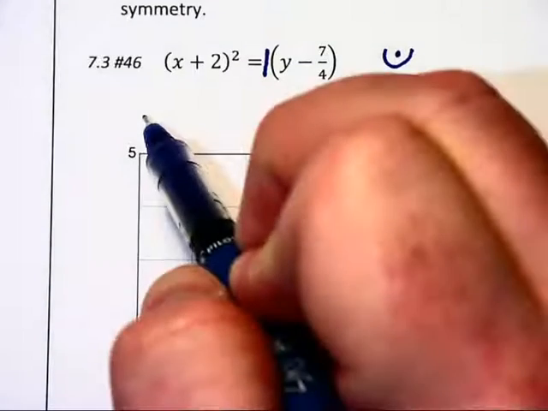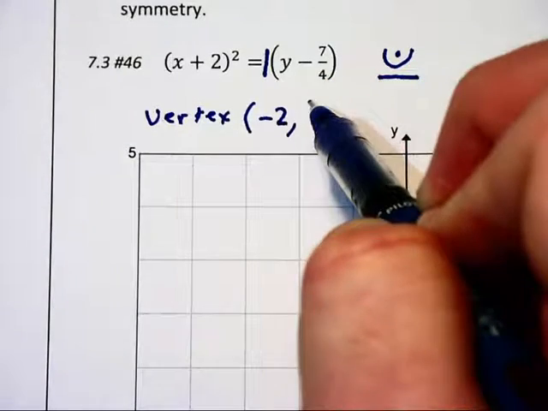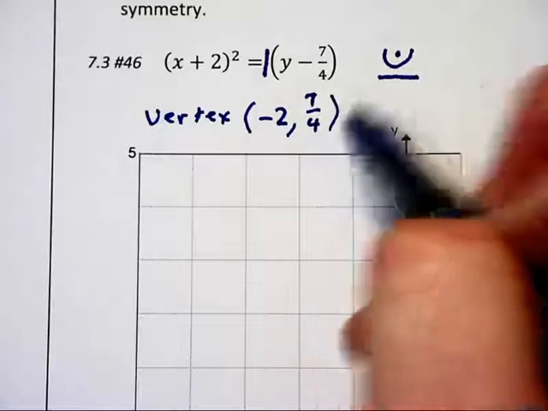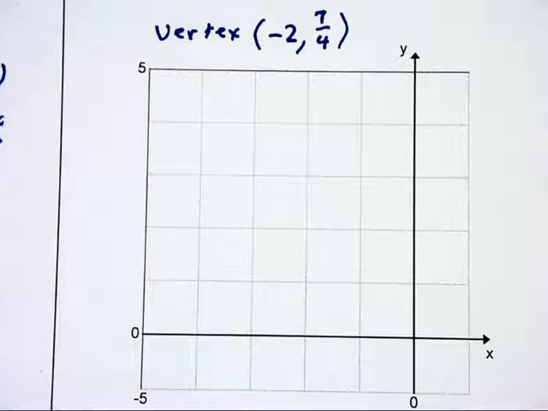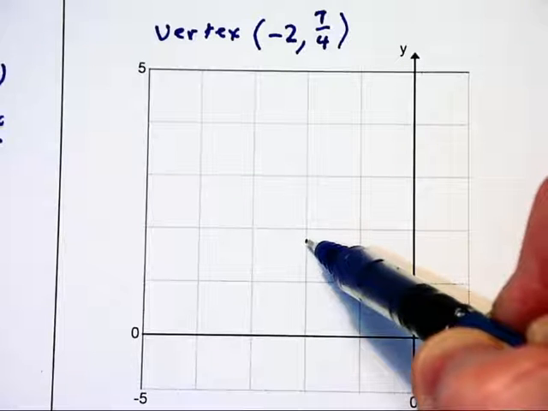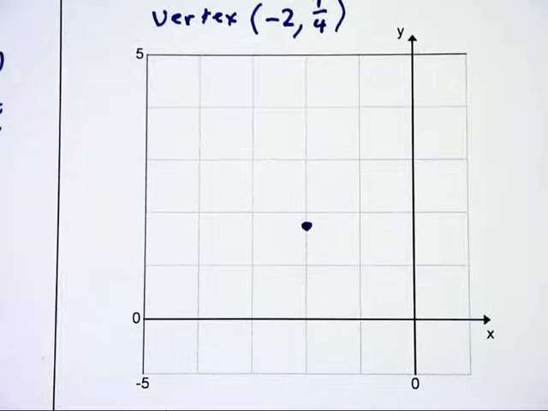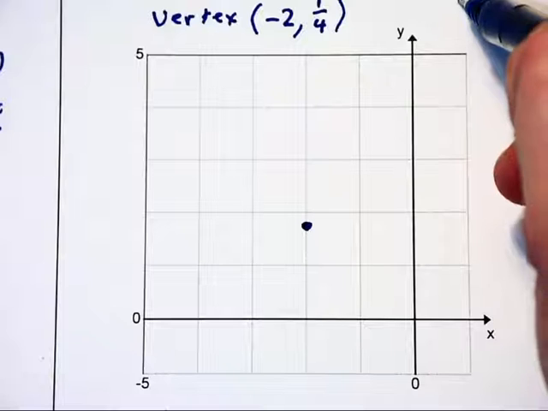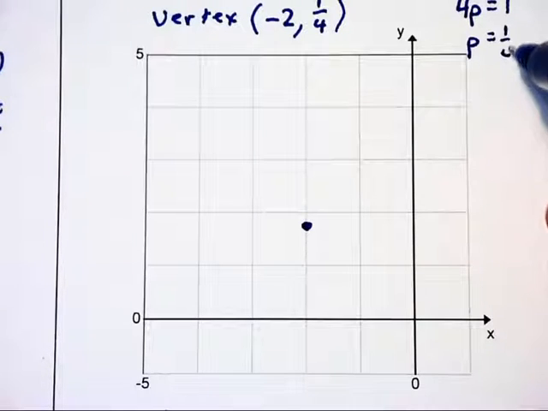We can see that the vertex is going to be located at (-2, +7/4). And you can also see that I have enlarged the scale here on the graph. So we will go 2 units to the left and 7/4 up, which is 1 3/4 units up to find the vertex. The value of p is 1/4. Since 4p is equal to 1, p is equal to 1/4.